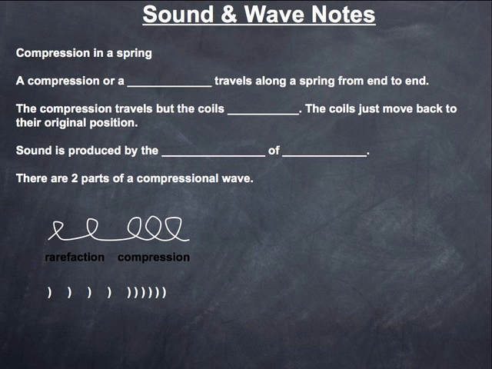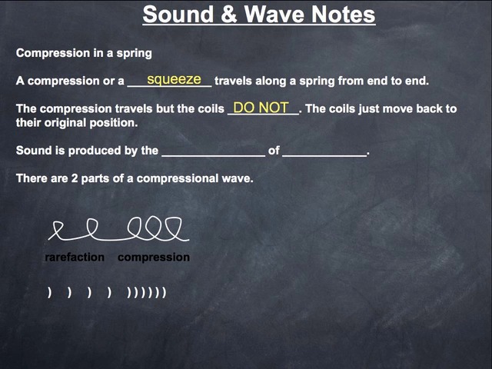Now, does this metal coil travel from here down to there and back? No, it's not the actual material that's moving, it's the compression that moves along the spring. That's what we call a compressional wave. The compression, or where the molecules get squeezed, travels along the spring from one end to the other. It's the compression that moves, not the coils or the molecules. They just compress and then return to their original position. And this is how sound is transmitted.